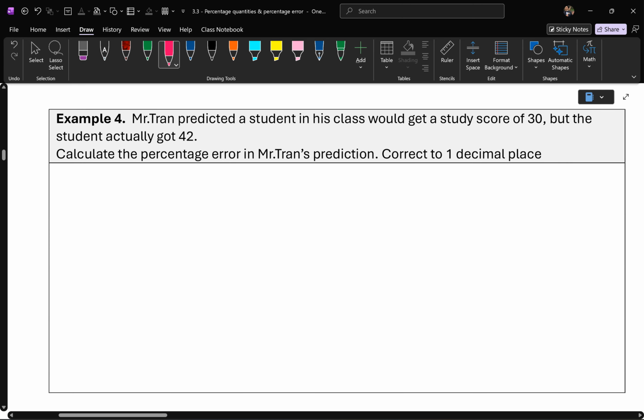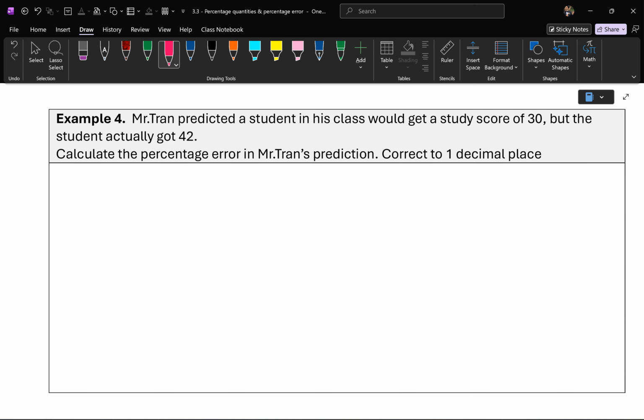Let's say, end of year, I predicted one of the students in this class, and I said you would get a study score of 30. So I made a prediction you're going to get 30 in foundation maths. But then you actually got 42, right? The question is, what is the percentage error? So I made an error in my guess already. I guessed you're getting 30, you got 42. I made an error. But what is that as a percentage?